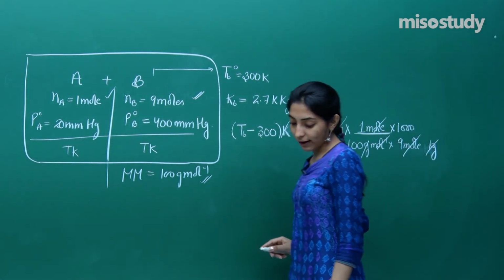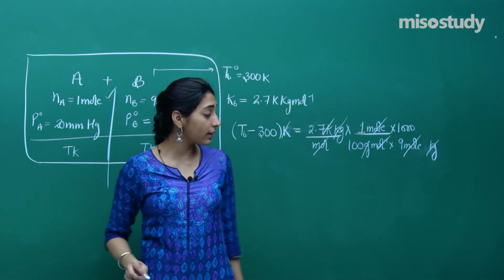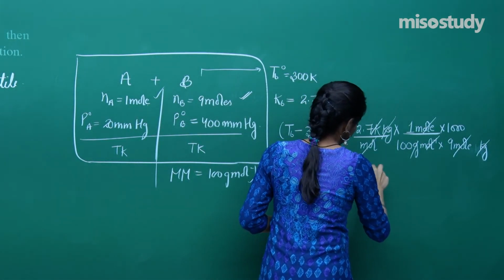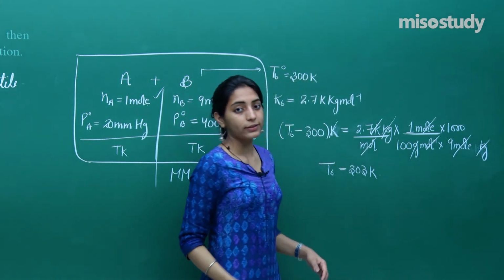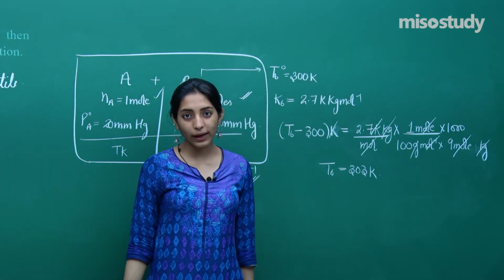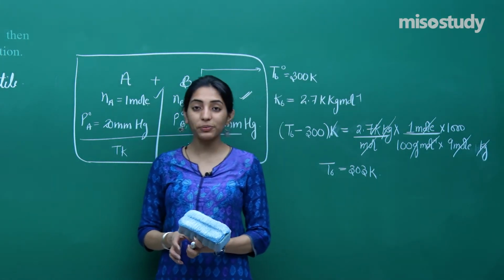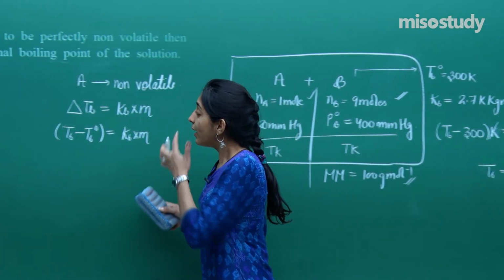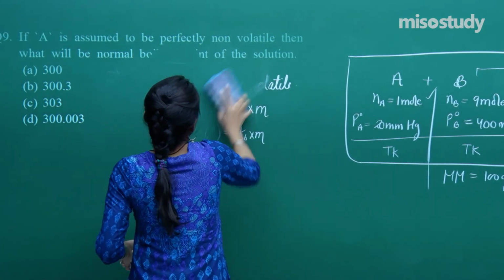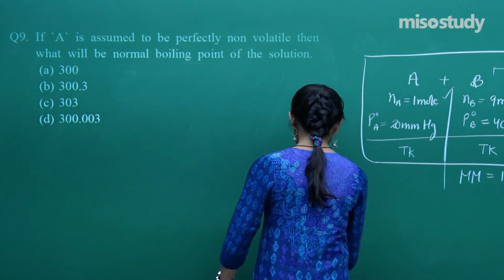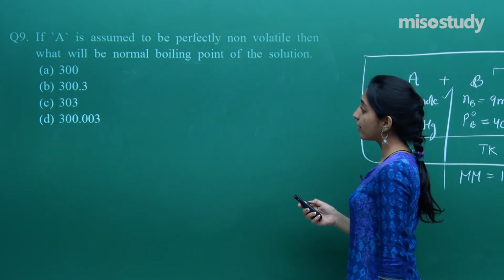And if you finally find out the value of TB, the answer comes out to be, again I did the calculation, 303 Kelvin. Okay. Again a good question. I mean, I really like the question because it's really cool. Now I think with this particular question, we can now come on to the last question of today's class.